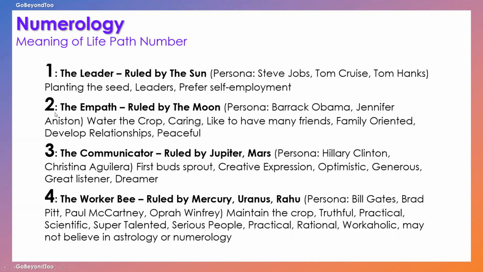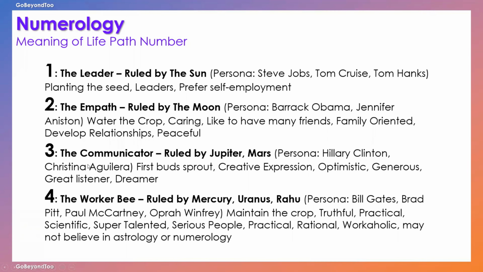Life path number 2, these are the empaths. These people are ruled by the moon. Personas are Barack Obama or Jennifer Aniston. This is about watering the crop. These people are caring. They like to have many friends. They're family-oriented and develop relationships very quickly, and they are peaceful.